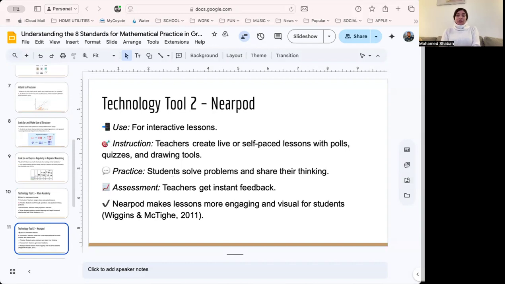Desmos is a free interactive math platform. Students can use it to explore patterns, graph equations, and build algebraic thinking. During practice, they can visualize math concepts and model problems.